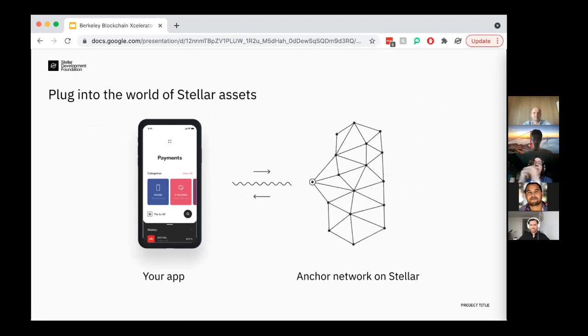Now, you may be thinking, hang on, I'm not a regulated financial institution. What can I do with Stellar? So the beauty of Stellar is that you don't actually have to issue an asset to build on it. You can, and some of the projects here today do, but you can also build an app that offers users access to the assets other organizations issue.